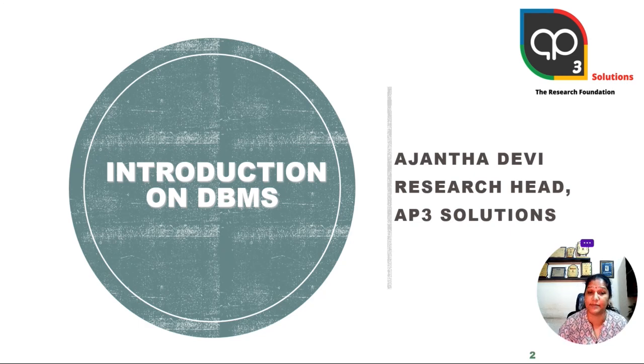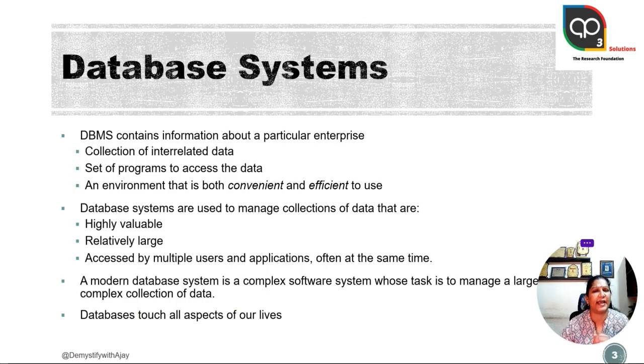We will look at the system's inner workings, the structure of data, how users interact with it, and how modern applications depend on it every second. Now let's define what a database system is. Dear friends, at the simplest level, it's a collection of interrelated data, organized, structured, and stored in such a way that it can be efficiently accessed and updated.